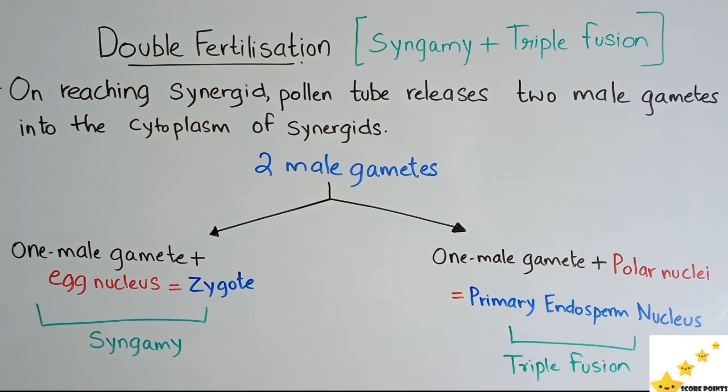Double fertilization involves two main processes. One is syngamy and the other is triple fusion. On reaching the synergids, the pollen tube releases two male gametes into the cytoplasm of the synergids. Among the two male gametes, one male gamete will fuse with the egg nucleus and form a zygote. This process is called syngamy. The other male gamete will fuse with the polar nuclei and form the primary endosperm nucleus, and this process is called triple fusion. Both processes together form double fertilization.